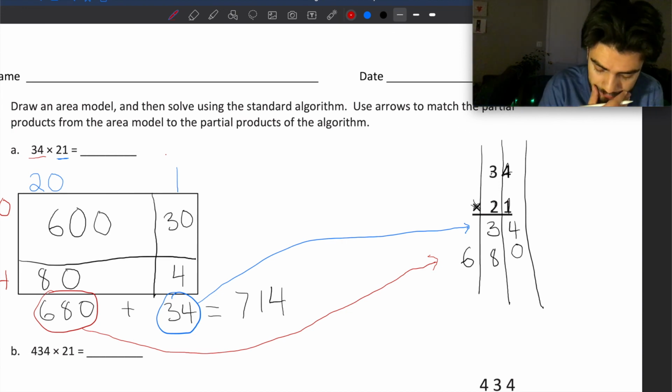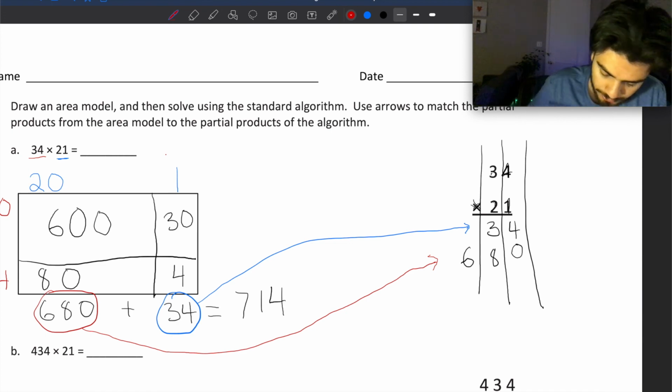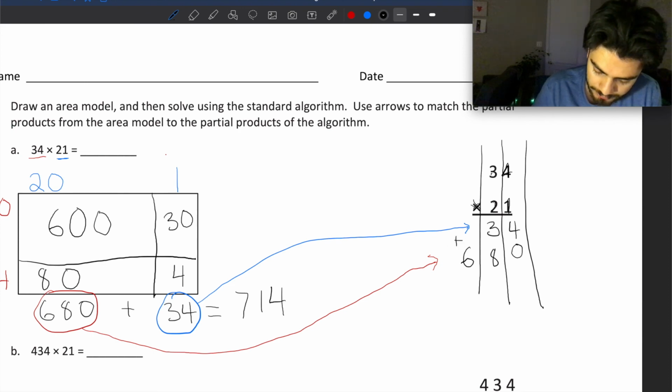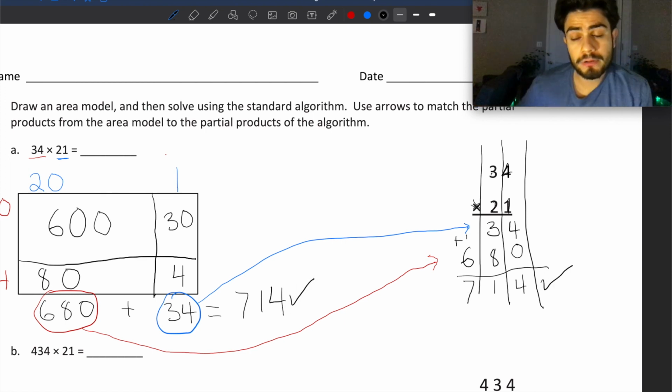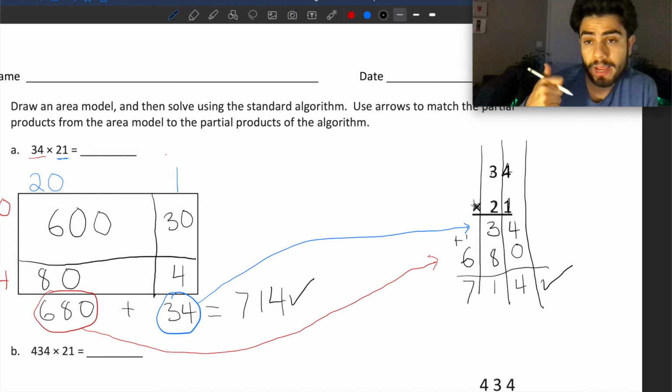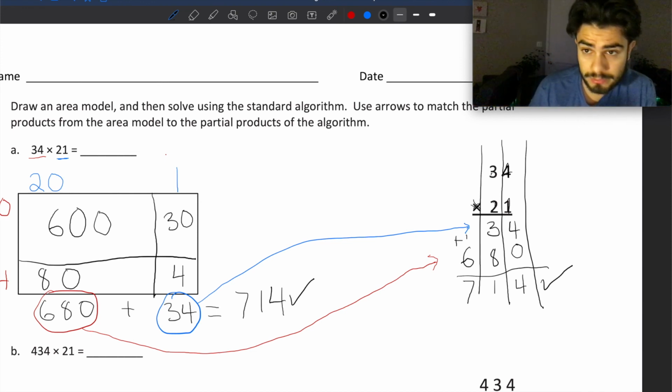Okay, very nice. Let me draw my arrows. Cool. So now the last step in the standard algorithm would be to add these. I got 4. 3 plus 8 is 11. Carry my 1. Then I end up with 7. Now this one and this one check off. So that means we did our steps and everything correct.